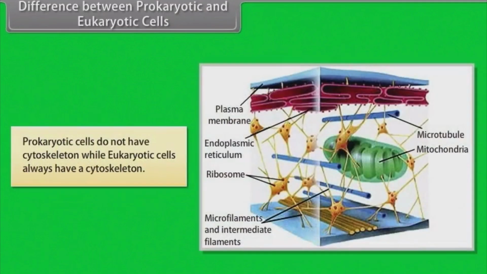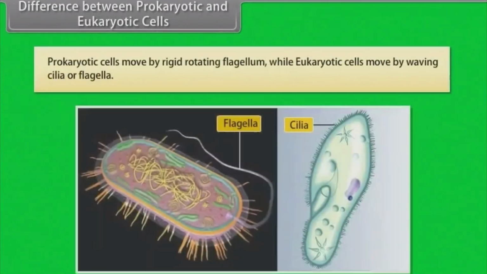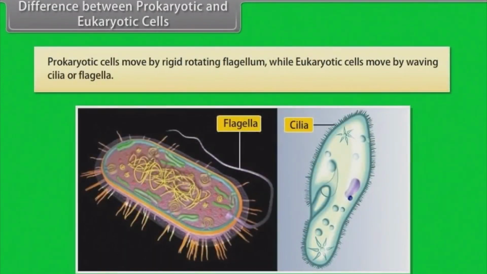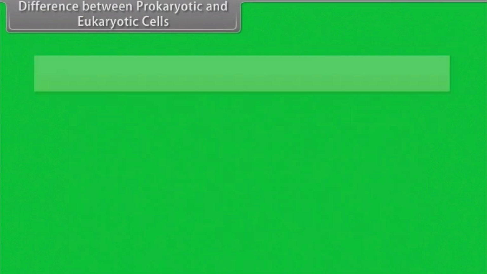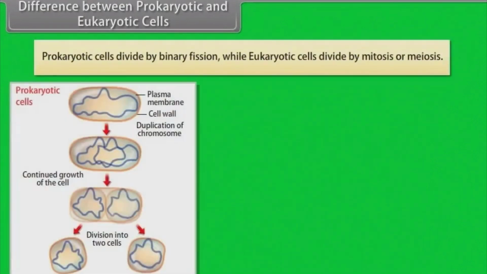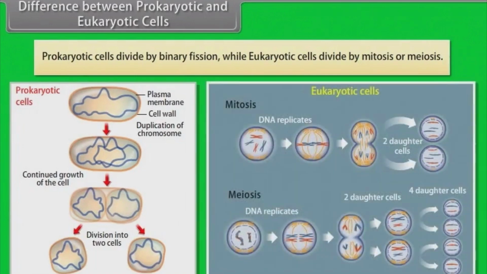Prokaryotic cells do not have a cytoskeleton, while eukaryotic cells always have a cytoskeleton. Prokaryotic cells move by a rigid rotating flagellum, while eukaryotic cells move by waving cilia or flagella. Prokaryotic cells divide by binary fission, while eukaryotic cells divide by mitosis or meiosis.